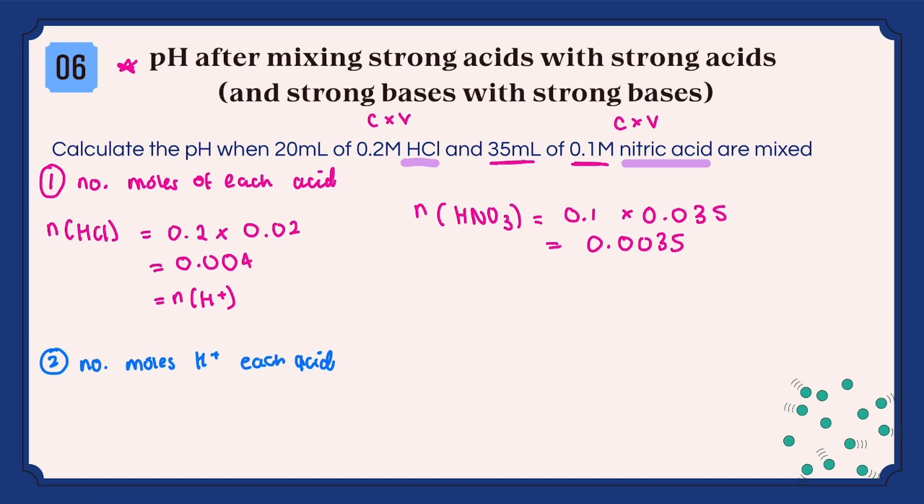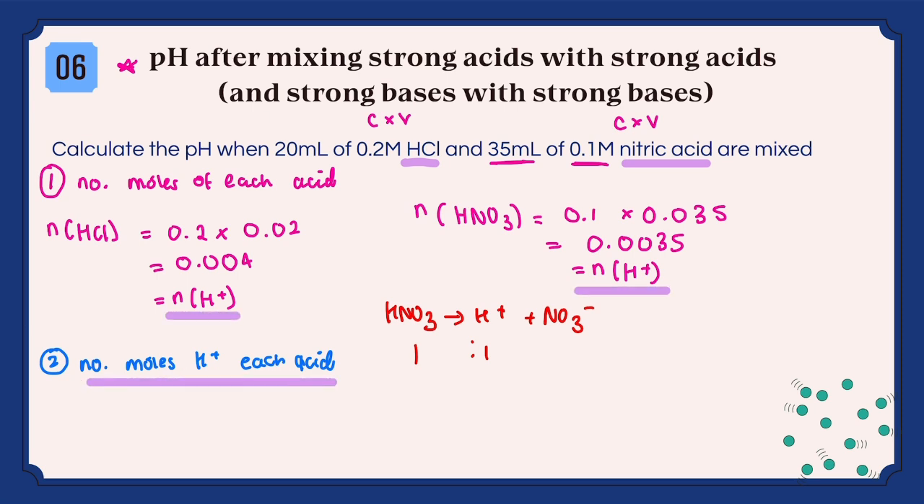Likewise over here, we have our nitric acid. Nitric acid dissociates into hydrogen ions and nitrate ions. We can see there's a 1-to-1 ratio. So that means we're producing the same number of moles of hydrogen ions. Over here, what we've done is we've calculated the number of hydrogen ions each acid is producing.